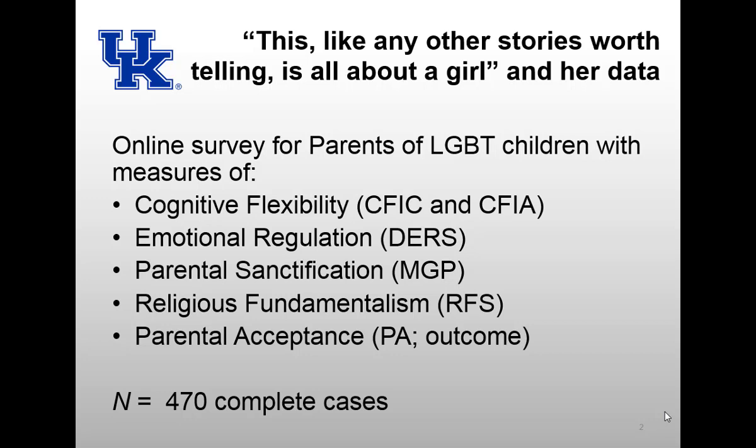So 470 complete cases. Does that mean that everyone in your sample filled in every item for every scale? Absolutely not. My total N is 663 parents of LGBT children. But for the purposes of this presentation, we are only using complete cases. We're doing that to make the analyses easier to run and interpret. It makes things simpler, but we strongly recommend that you do not delete your cases with missing data.